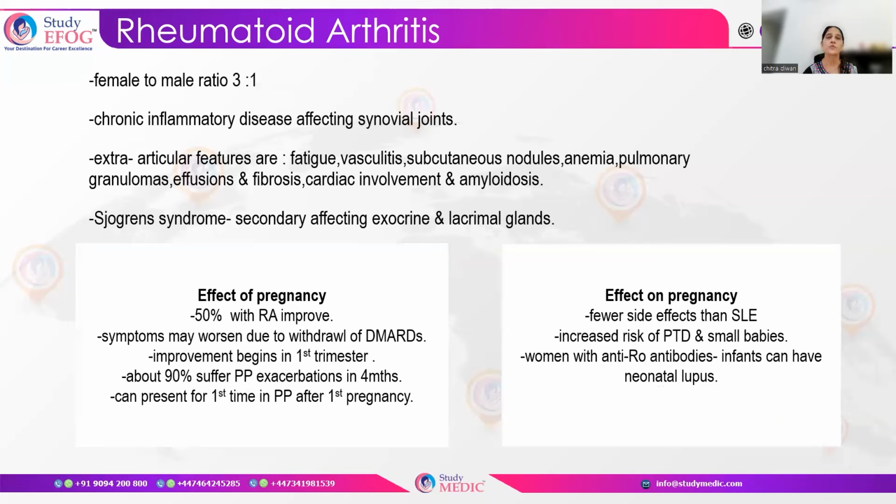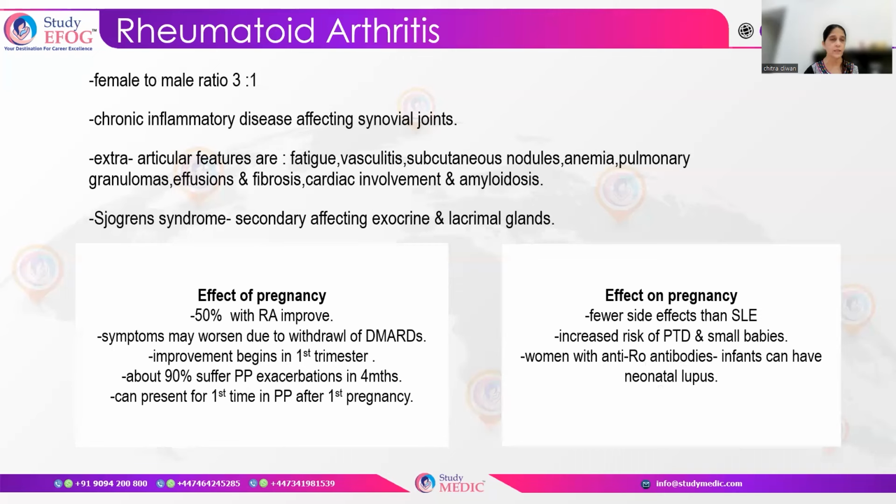Salient points to remember about rheumatoid arthritis. Female to male ratio is 3:1. It is a chronic inflammatory disease affecting the synovial joints, but there are extra-articular features also. Which are these features? There could be fatigue, vasculitis, subcutaneous nodules, and anemia, which is because of bone marrow suppression.